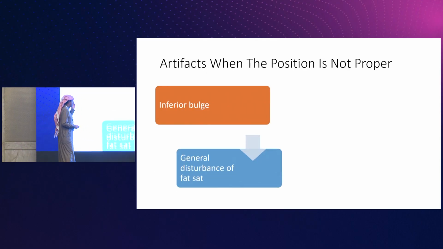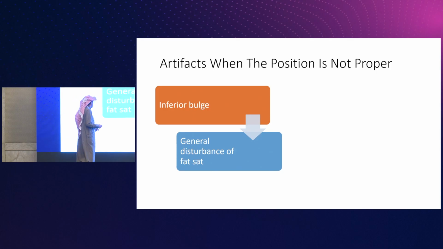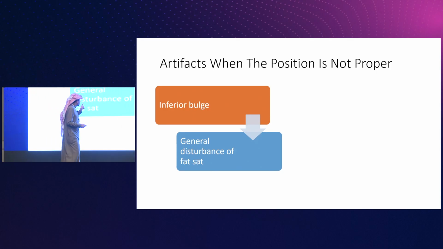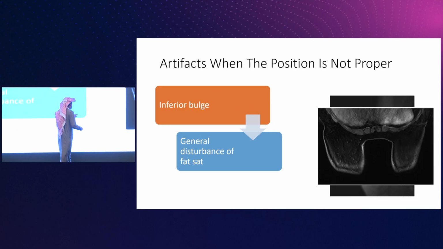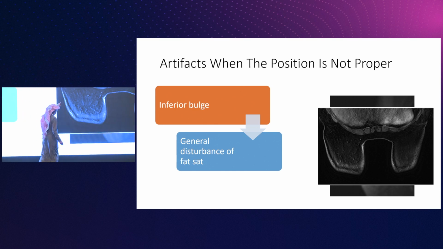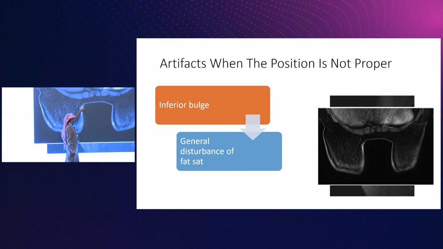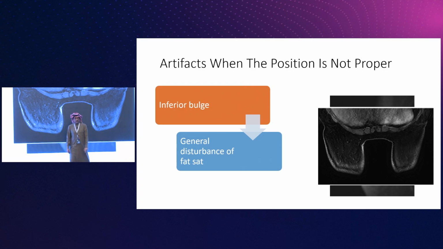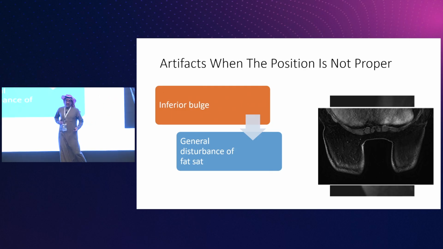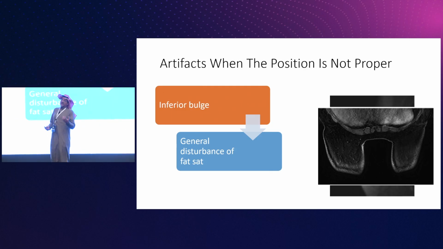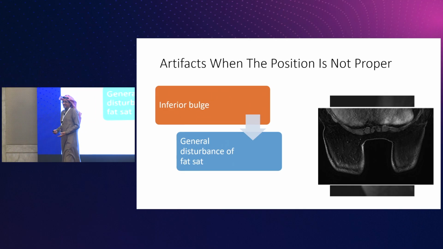Okay, when you have an inferior bulge, you will have general disturbance of the fat sat. And see, this is the bulge, and there is a line of fat not suppressed around the breast. Right? So what we need to do is just put the hands down and recognize it. If you see this appearance, you will wonder, what's that? If you don't know the reason, you will not reach how to correct it.